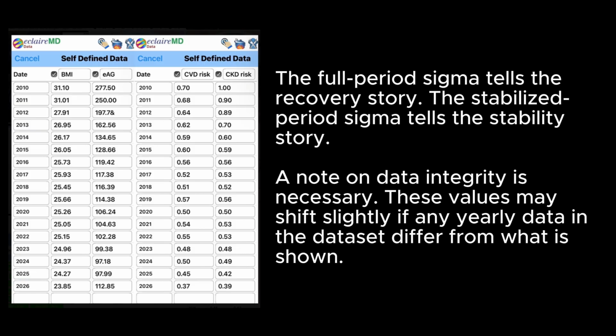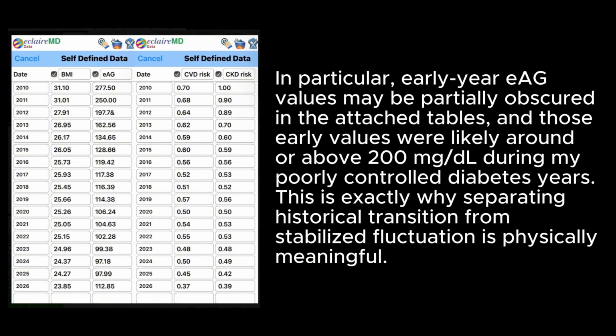A note on data integrity is necessary. These values may shift slightly if any yearly data in the dataset differ from what is shown. In particular, early year EG values may be partially obscured in attached tables, and those early values were likely on or above 200 mg/dL during my poorly controlled diabetes years. This is exactly why separating historical transition from stabilized fluctuation is physically meaningful.